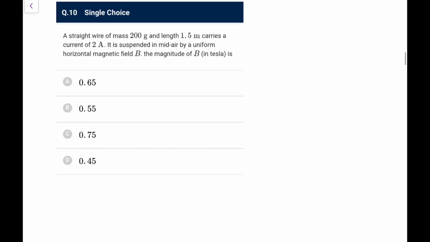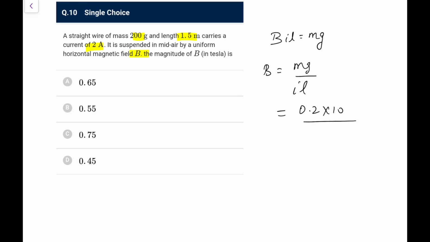A straight wire of 200 gram, length 1.5 meter, carries a current of 2 ampere. It is suspended in mid-air by a uniform field B. So it is suspended, that means BIL force is equal to mg. So the value of B is mg over IL. Such questions you do in NCERT also. 0.2 into 10, I is 2, L is 1.5. So it is 2 by 3, which is 0.67. Go for option B now. That is the only thing we can do.